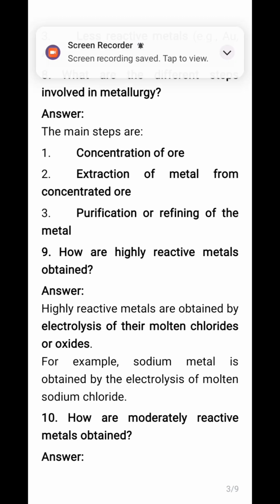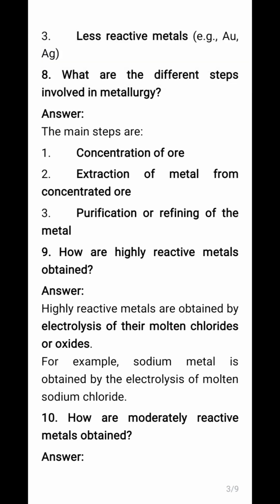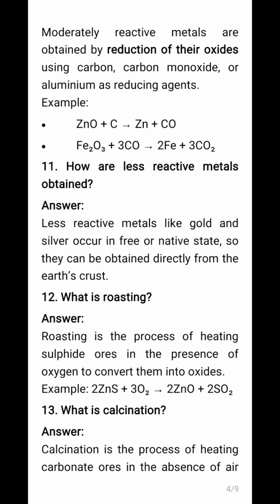How are moderately reactive metals obtained? Moderately reactive metals are obtained by reduction of their oxides using carbon, carbon monoxide, or aluminum as reducing agents. For example, ZnO plus C gives Zn plus CO. Fe2O3 plus 3CO gives 2Fe plus 3CO2.